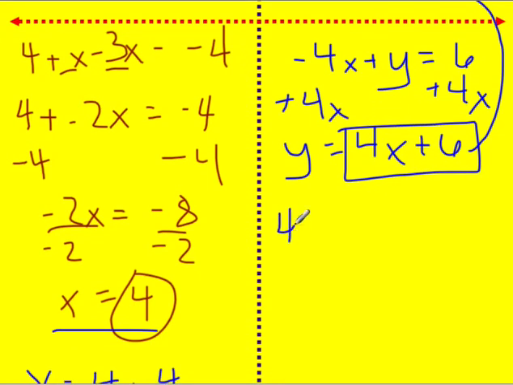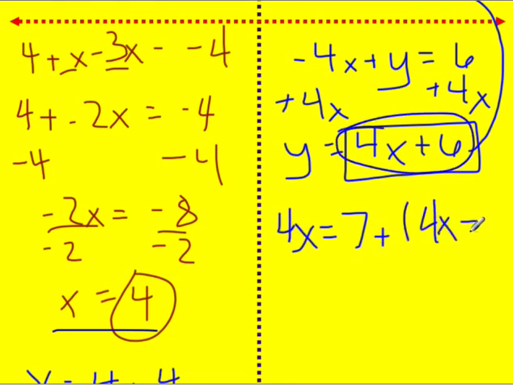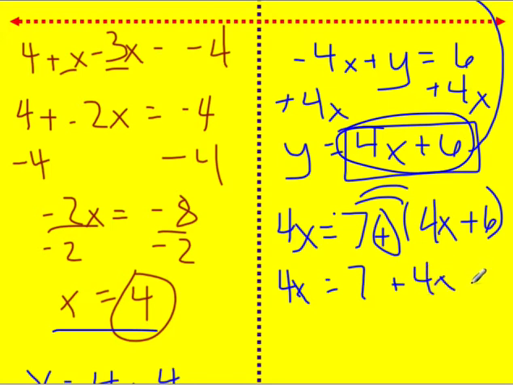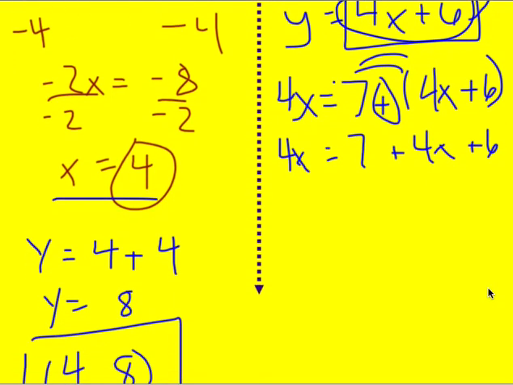So I have 4x is equal to 7 plus y. Well, instead of putting in the y, I'm going to put in 4x plus 6 instead. When we're adding, a lot of students make the mistake of distributing in that 7 like we're multiplying, but there's a plus sign here. So really, this is just 7 plus 4x plus 6. So let's go ahead and add those together. So I get 4x is equal to 7 plus 6, which is going to give me 13. So I'm going to get 4x plus 13.